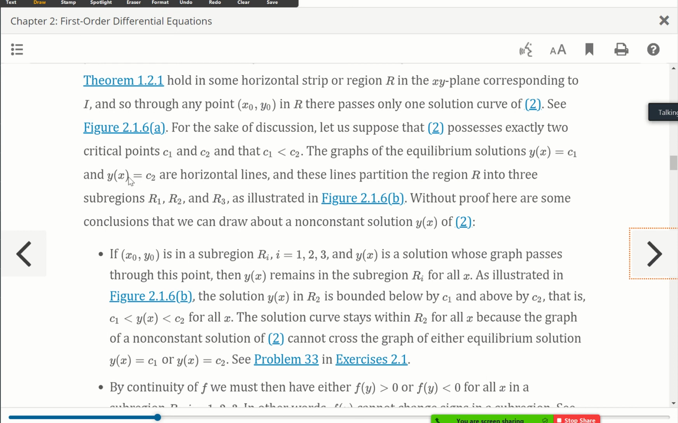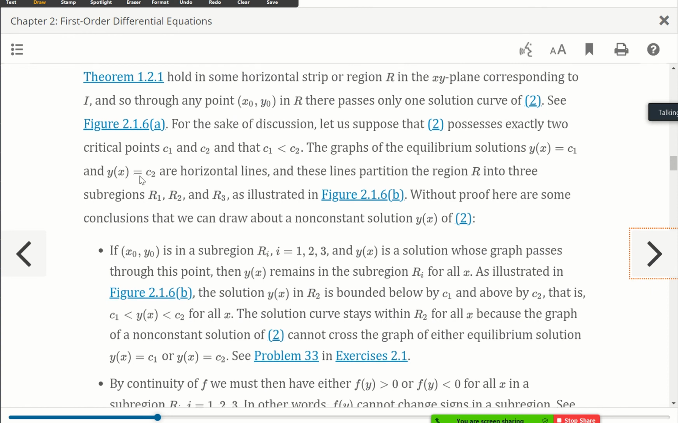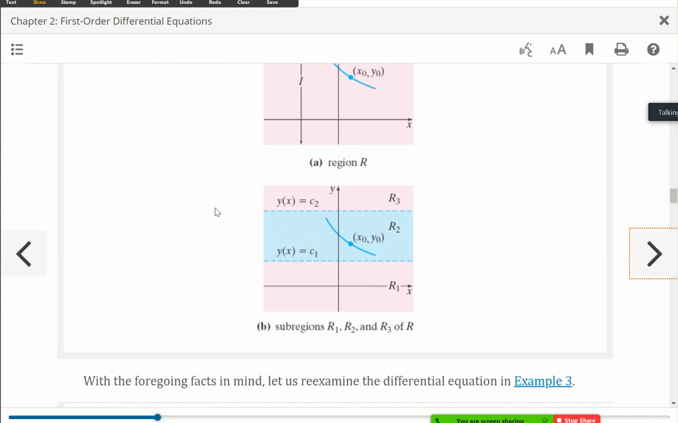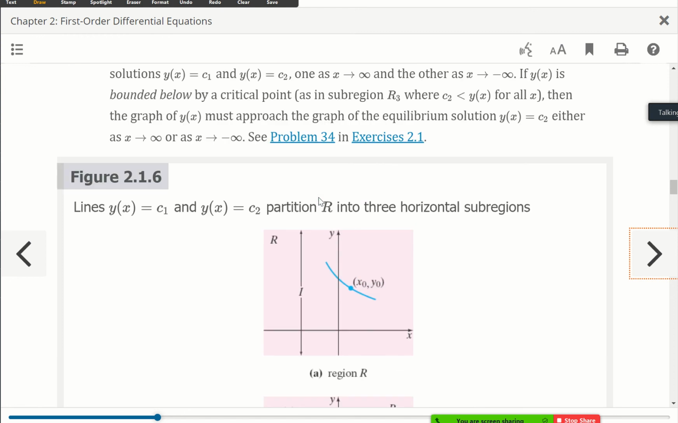Those two horizontal lines would divide the plane region up into three subregions, like this. So here's our first equilibrium solution. Here we have our second equilibrium solution. And then we have the three distinct regions that would be formed by them. We'd have the stuff that's below the two constant solutions, the region in between the two of them, and then we'd have region R3, which is the region above the two solutions.